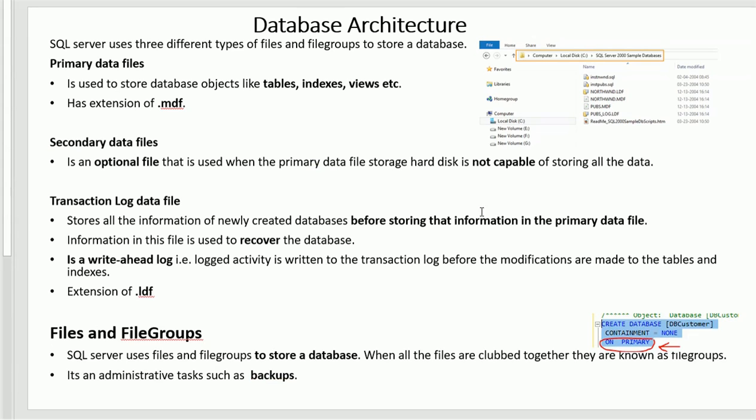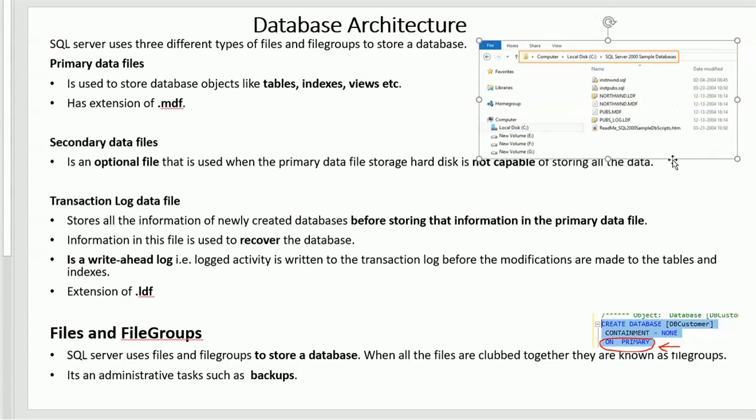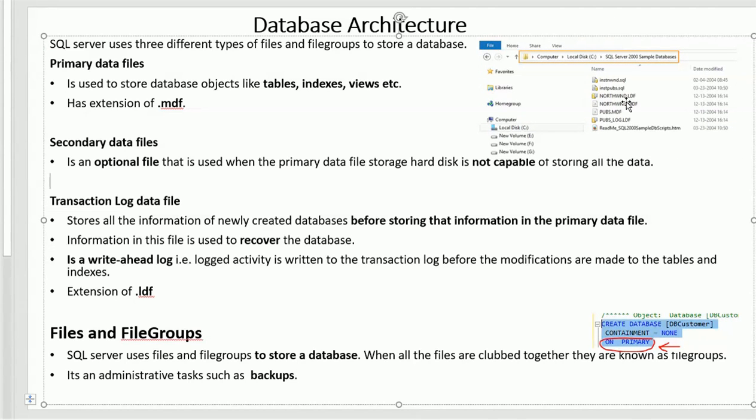Now the database architecture. In the previous lecture, where I had the slide to install pubs, when you downloaded pubs you came across a window where you had the MDF file and the LDF file, right? SQL Server uses data files in order to store all this information. These are the primary data files, secondary data files, and the transaction log files.